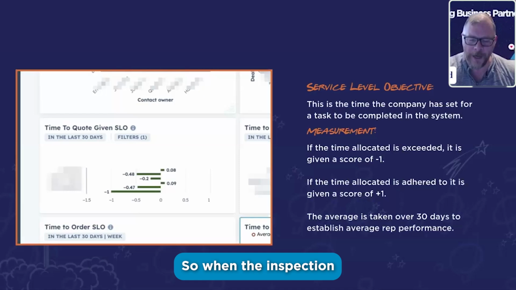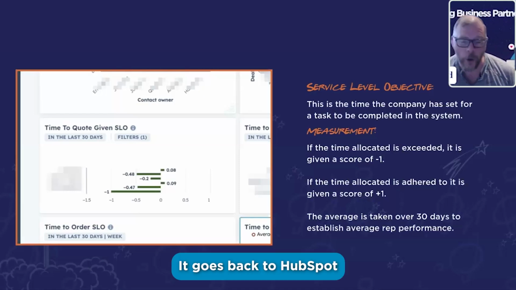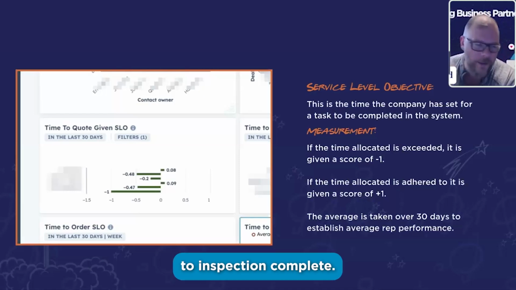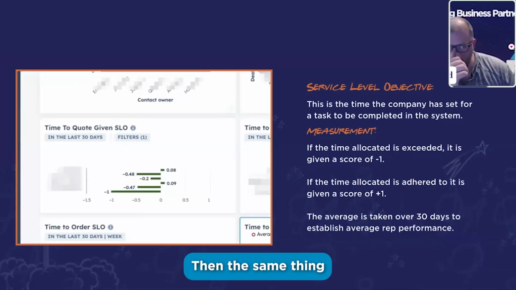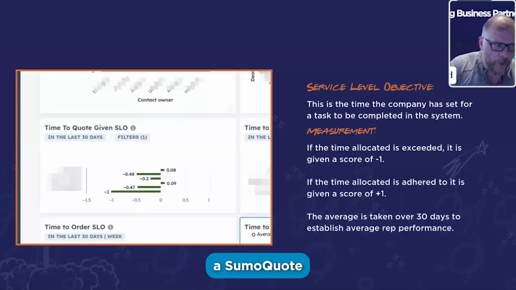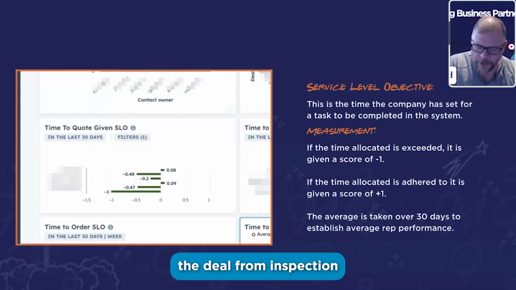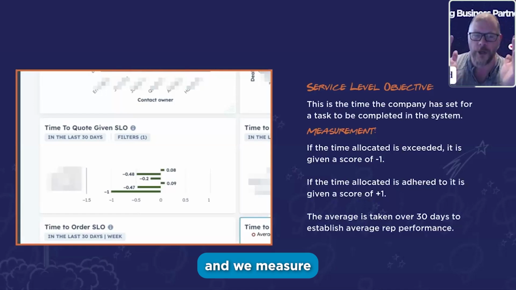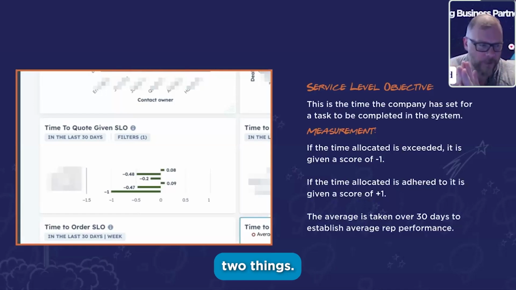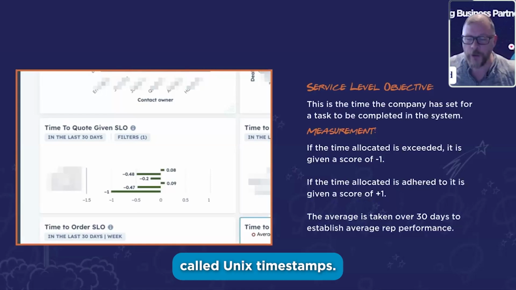So when the inspection is complete, we finish it in Arrivee, we complete that task, it goes back to HubSpot and moves the deal to inspection complete. Well, then we track the time that happened. Then the same thing, when we complete a Sumo quote and send it to the customer, it moves the deal from inspection complete to contract sent. And we mark the time that happens. And we measure the delta of time between those two things. And we set a goal, right? So we measure this in seconds. We use something called Unix timestamps.